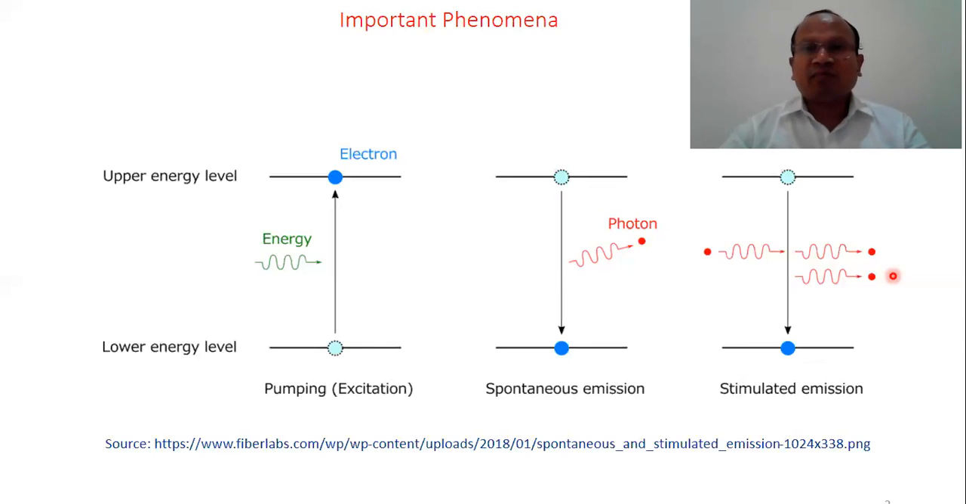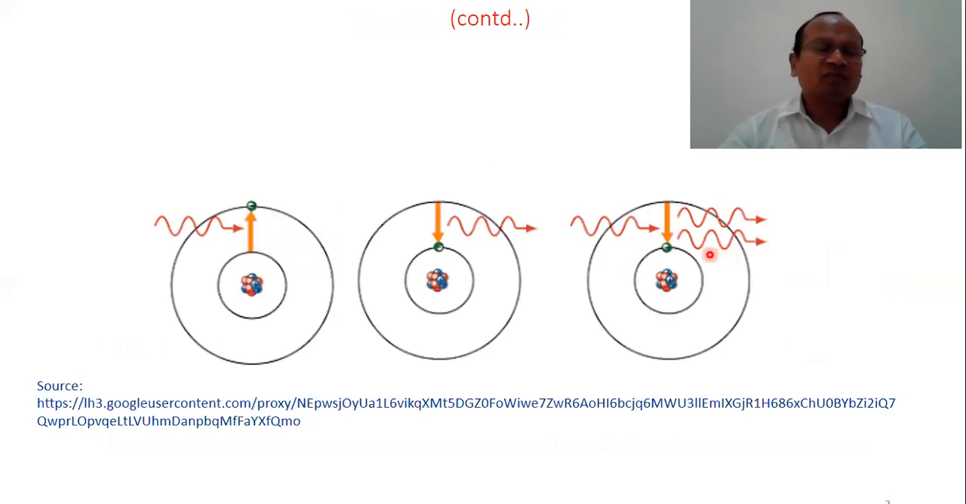In this lecture, we will discuss exactly how spontaneous emission and why stimulated emission take place. This stimulated emission is the main reason why we get a strong, powerful beam of light from the laser output.